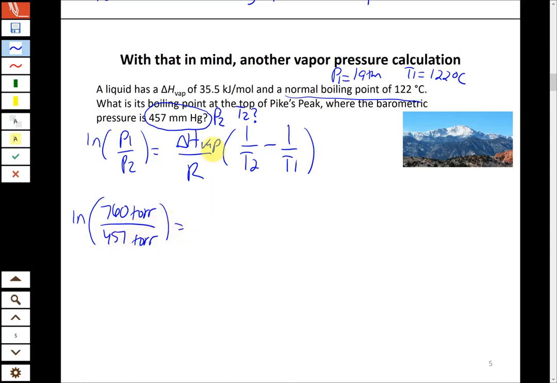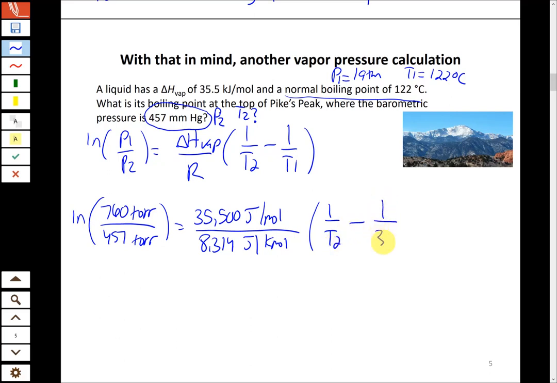And then we have the enthalpy of vaporization converted to joules again, 35,500. So it's 35.5 kilojoules converted into joules for this problem, so that we can cancel out with the 8.314, which is in joules per K mole. And then we have the two temperature terms. T2 is the temperature we're solving for. That's where we're trying to find at what temperature the vapor pressure equals 457 torr. So that's our unknown. And then T1 is 122 degrees Celsius, which is 395 Kelvin.